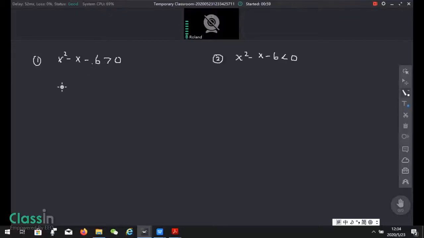Let's have a look at how to solve a quadratic inequality. For example, x squared minus x minus 6 is more than 0. If we factorize this quadratic inequality, you have x minus 3 and x plus 2 being more than 0.